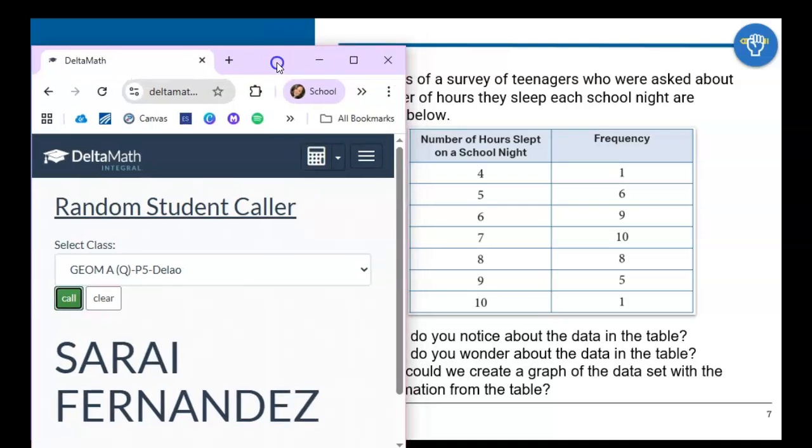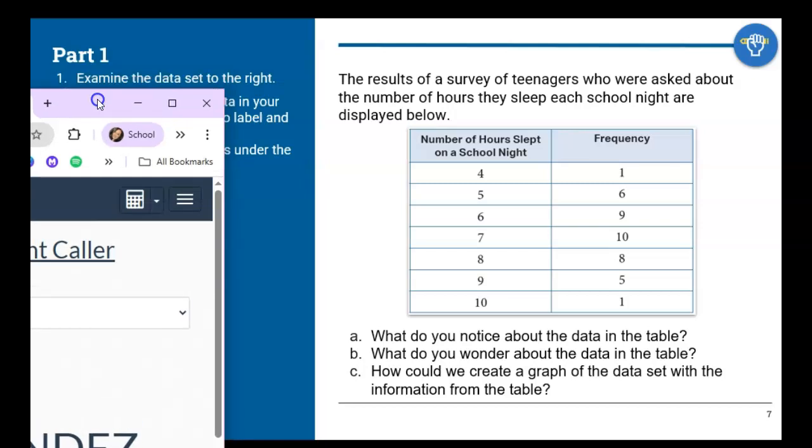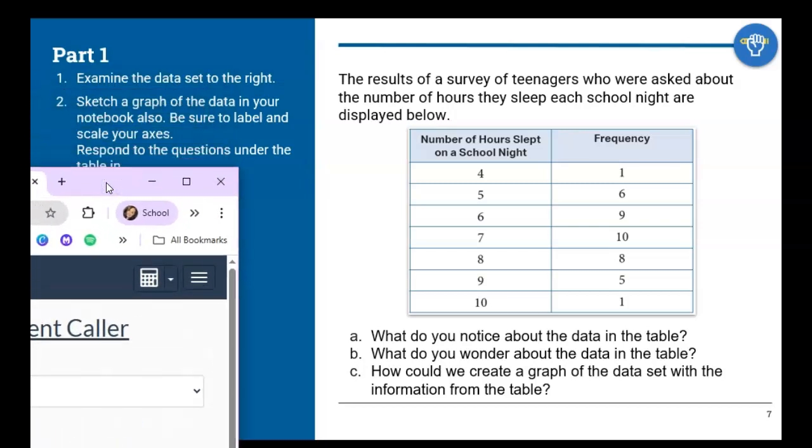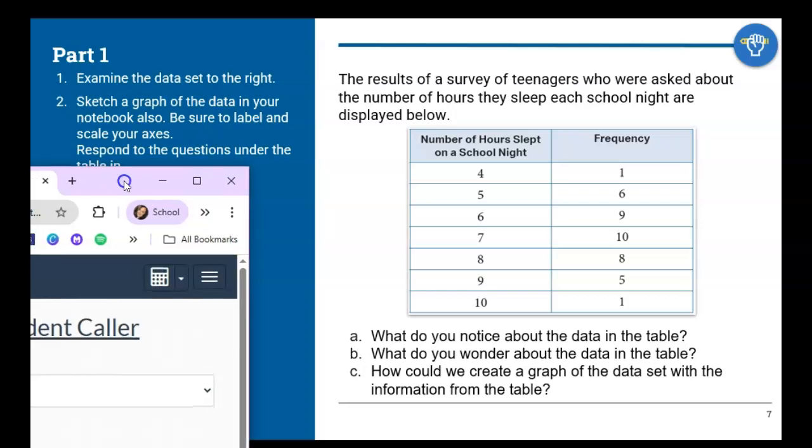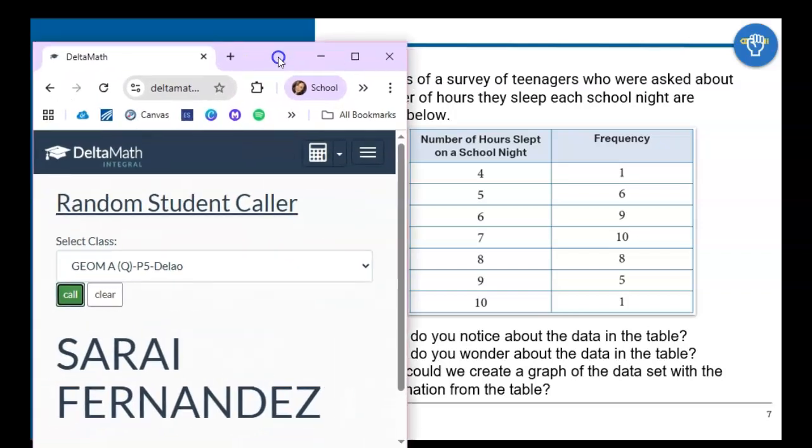What do y'all wonder about the data? Anything? Anything you wonder? There's no wrong answer. You have to wonder something. Help her out, y'all, in her table. Yes, Sebastian. Why are most people sleeping 7 hours? Okay, good, thank you.